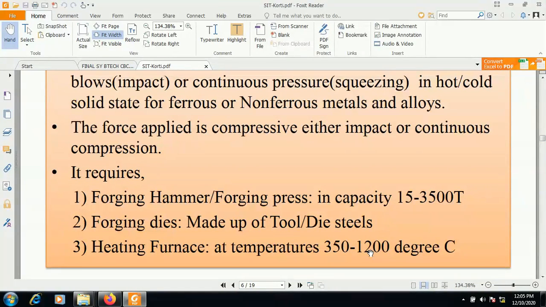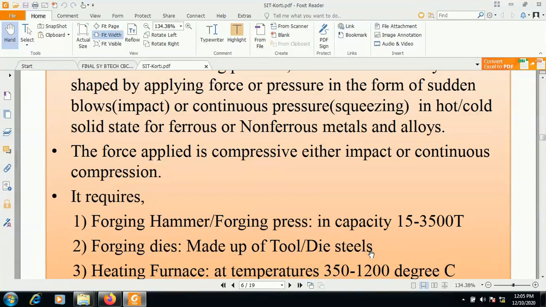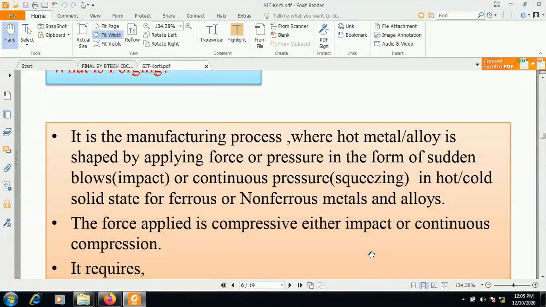It requires a forging hammer having a capacity of 15 to 3500 ton. Again, dies are required, tool steels or die steel, that is the material of the die. And a furnace, generally an induction furnace, for heating of the metal from 350 to 1200 degrees centigrade, that is the capacity of the heating furnace required. These are some of the requisites for the forging operation. Here we will stop. In the next lecture we will see the remaining part.